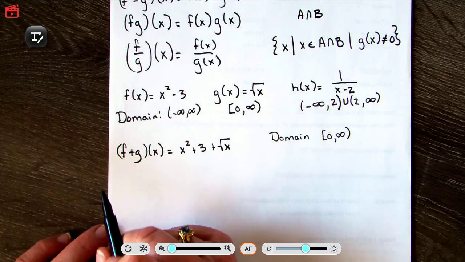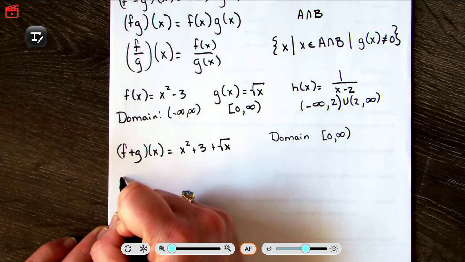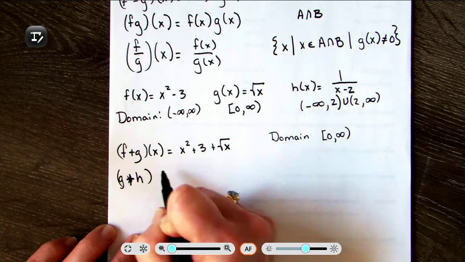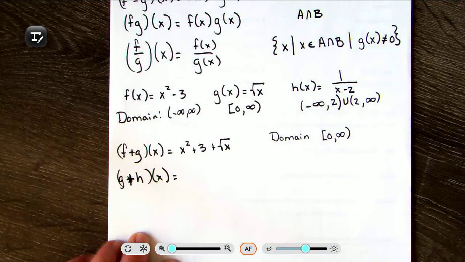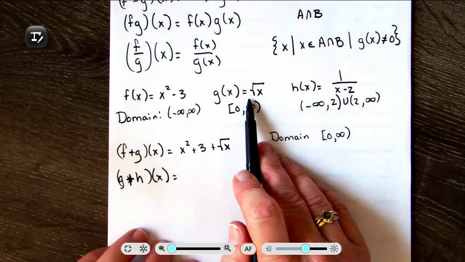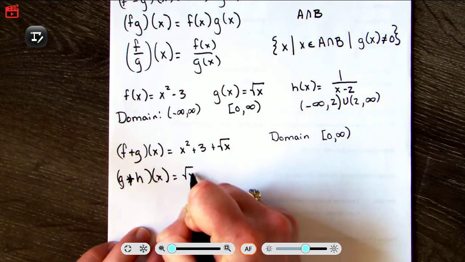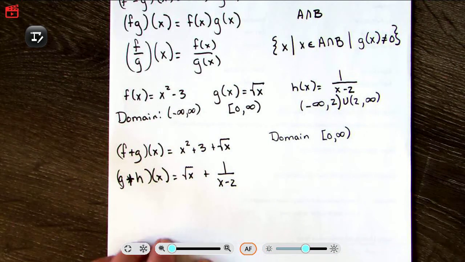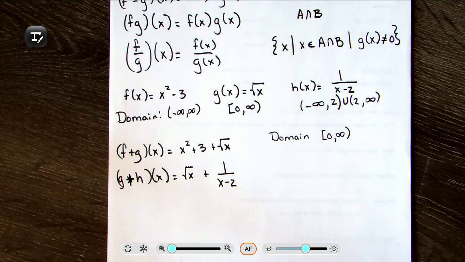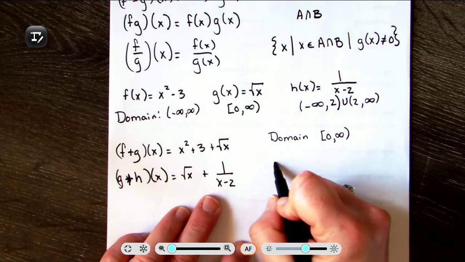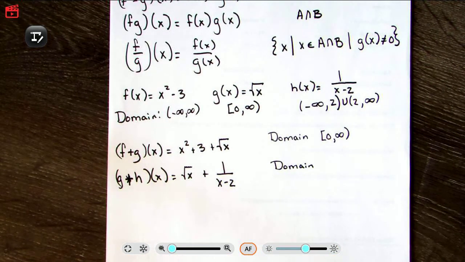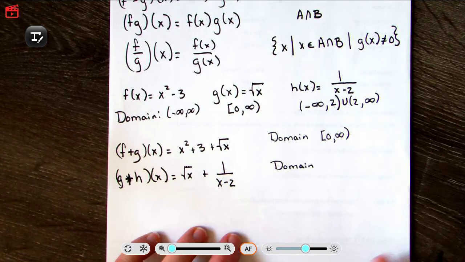Let's look at, how about g plus h of x. So that would be this one plus this one. So I'd have that square root of x plus 1 over x minus 2. And yes, we could get common denominators and bring them together, but that's not what this lesson is about. This is more about finding domains, understanding the addition function as you add those two functions together.